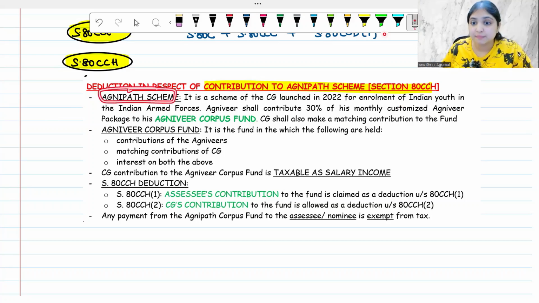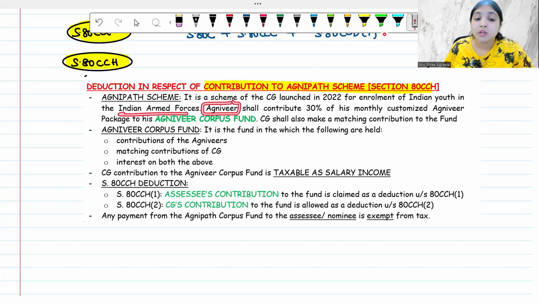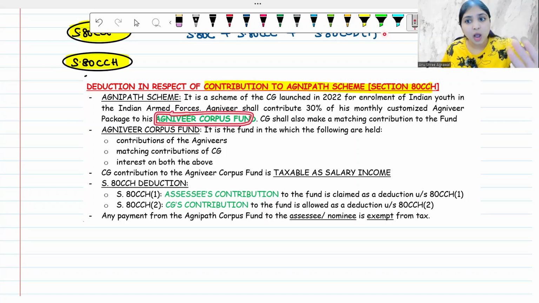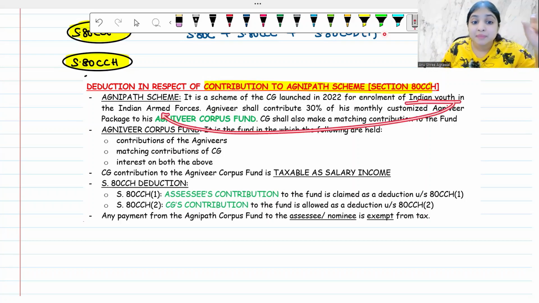Under the Agnipath scheme, the Agniveer is basically that Indian youth who's joining the Indian Army. Under this scheme, we call that person who's joining the Indian Army the Agniveer. So this Agniveer and the central government both will make contributions to the Agniveer Corpus Fund. Just like how to EPF, employer and employee both contribute. Just like how to NPS, employer and employee both contribute. Similarly, to the Agniveer Corpus Fund, who is the employee over here? The Indian youth who's joining the Indian Army, that is the Agniveer.